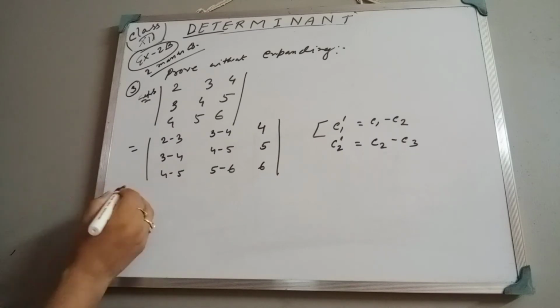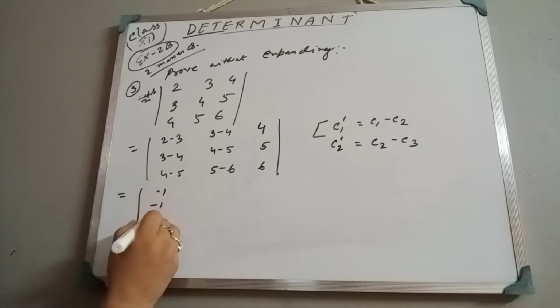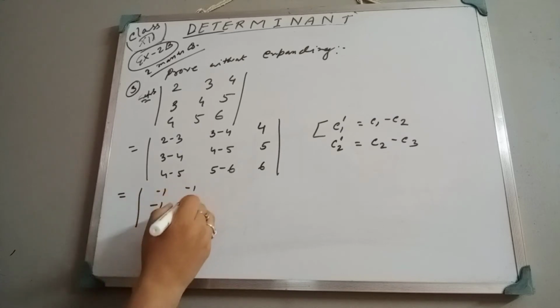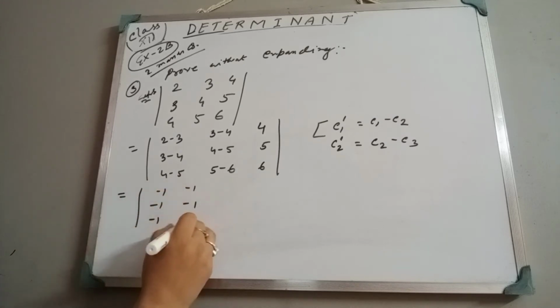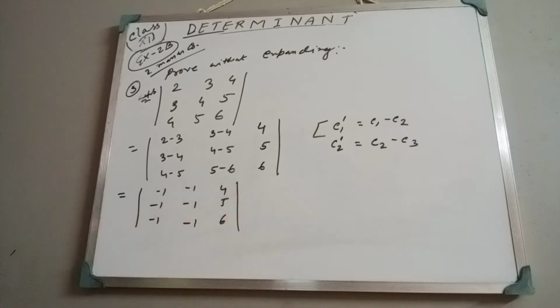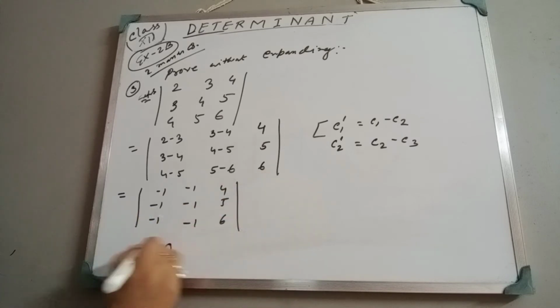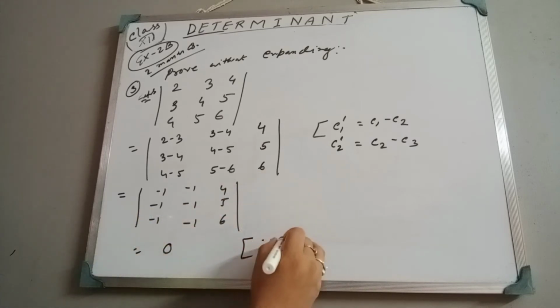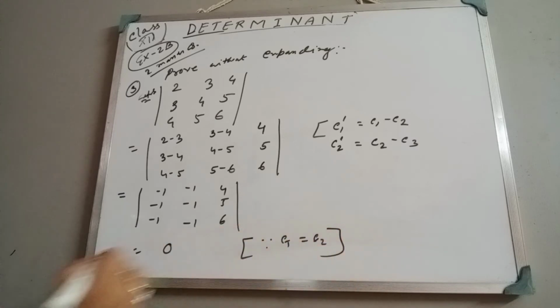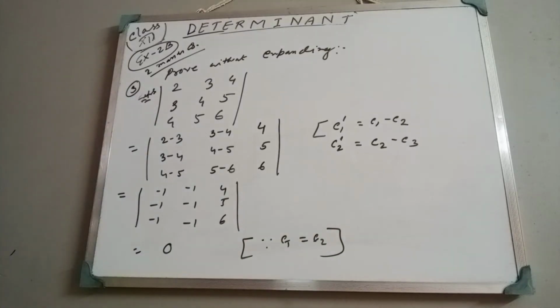Done. So the value will be 2 minus 3 is minus 1. This is minus 1, minus 1, minus 1, minus 1, minus 1, and 4, 5, 6. Now the two columns C1 and C2 will be identical, since C1 is equal to C2. Two columns are identical, so the value of the determinant should be 0. This only we will follow.